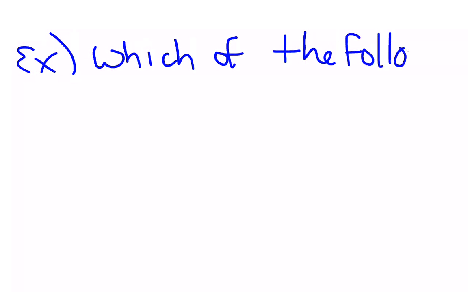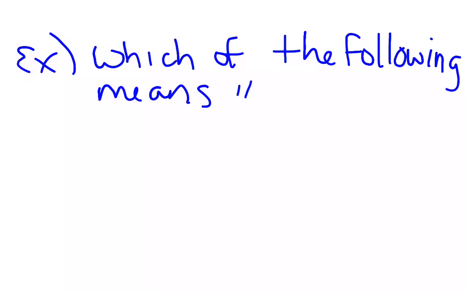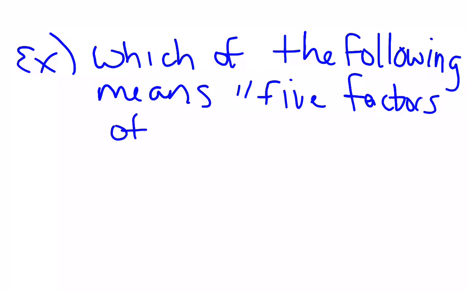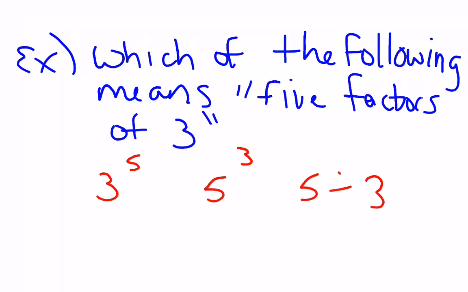The next example: which of the following means 5 factors of 3? So our choices here are going to be 3 to the 5th, 5 to the 3rd, or 5 divided by 3.